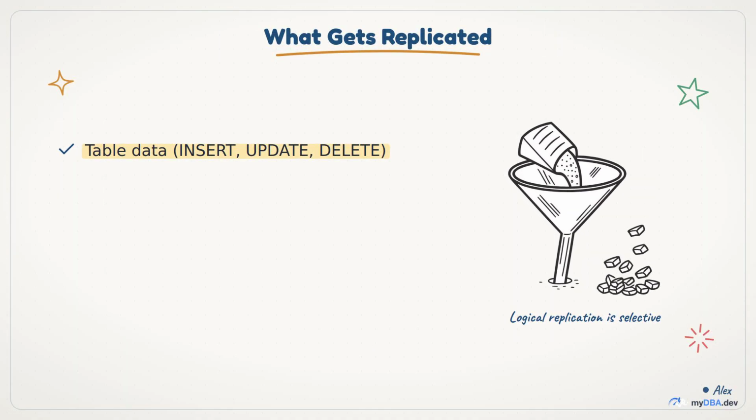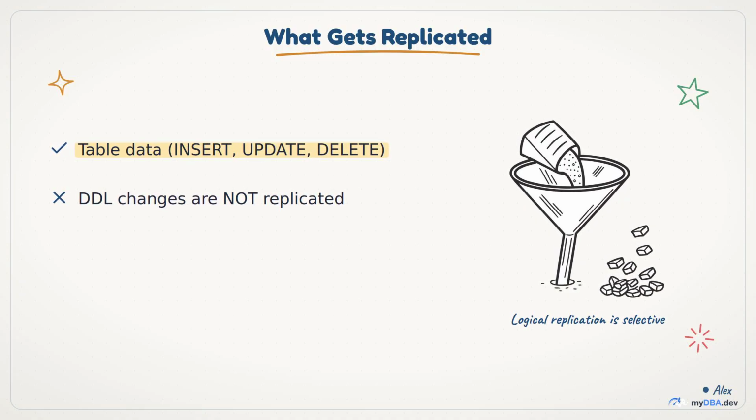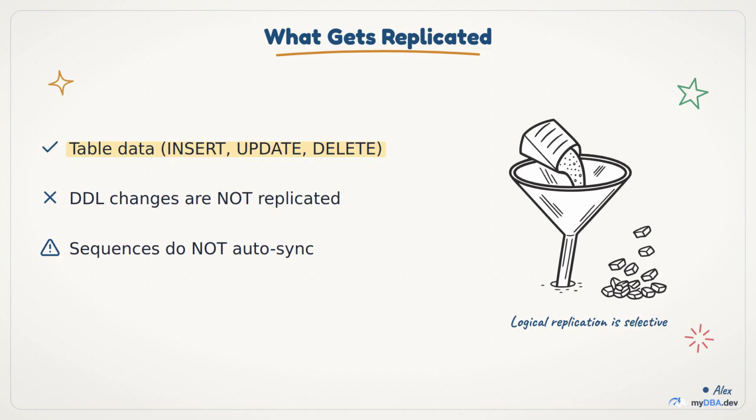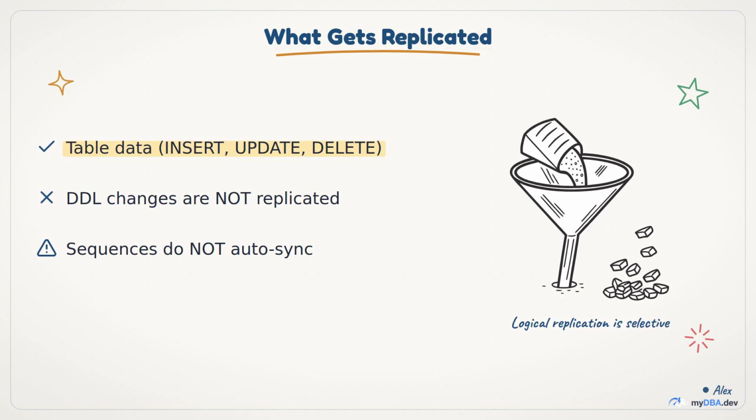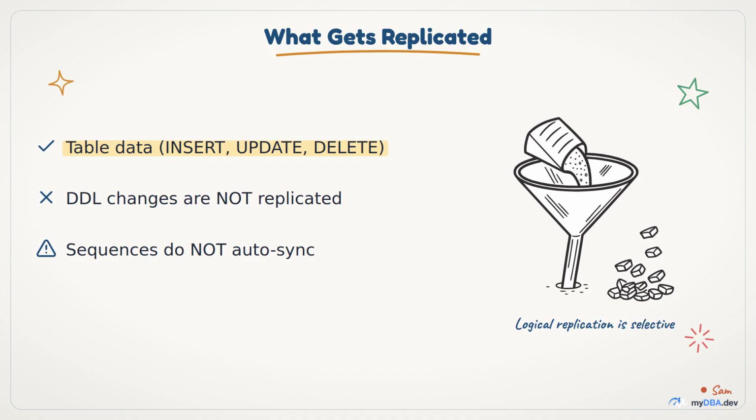Logical replication only streams row changes: inserts, updates, deletes. It does not replicate DDL. If you ALTER TABLE or CREATE INDEX on the source, that change won't automatically appear on the target. So we have to apply schema changes manually to both sides?